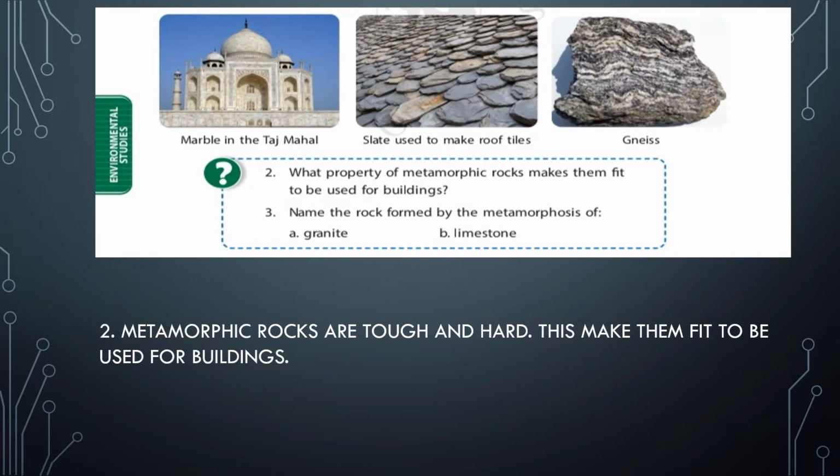Then next question is, name the rock formed by the metamorphosis of granite. What is the answer? Yes, gneiss. Then next one, name the rock formed by the metamorphosis of limestone. Answer is marble.